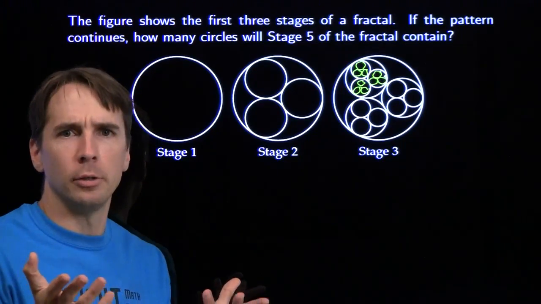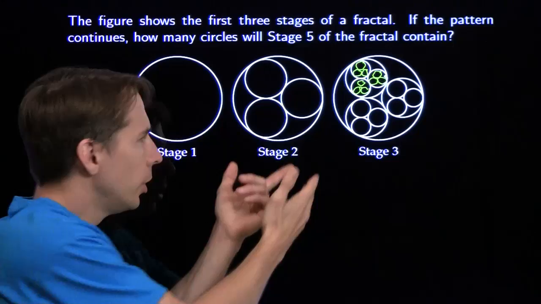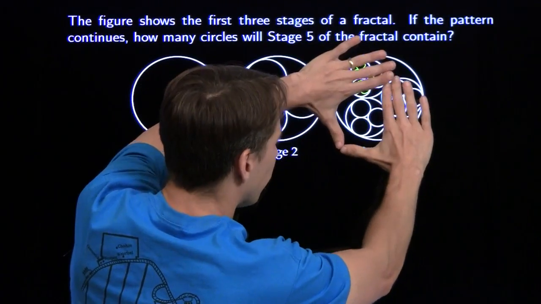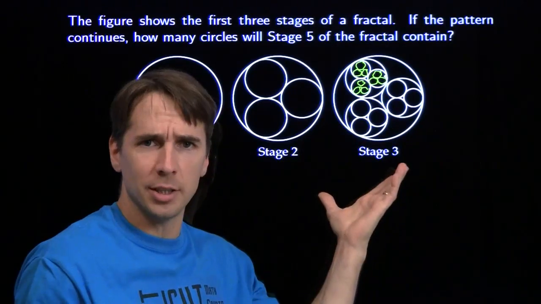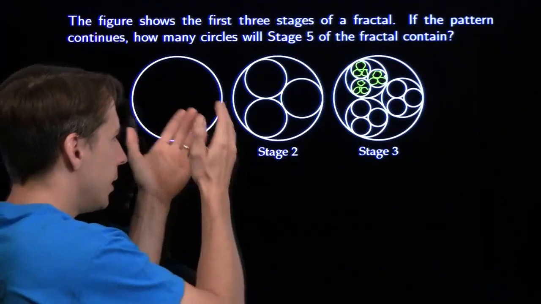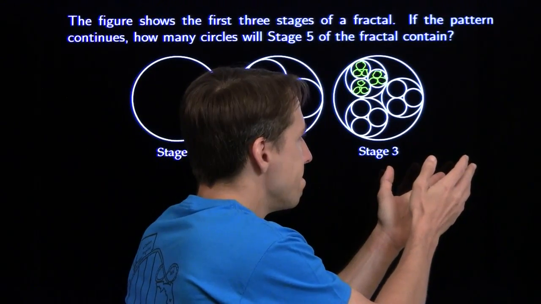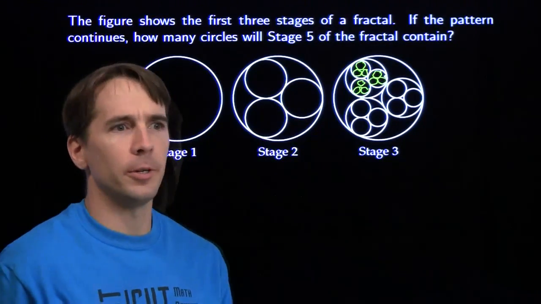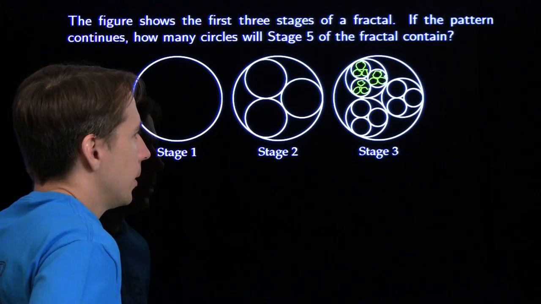Let's look for a pattern. All right, we got 1 circle there, and there we have 4 circles. And then over here, just right in there is 4 circles. There's another 4. There's another 4. That gives me 12. And then the big one gives us 13 in stage 3. So we've got 1, and then 4, and then 13, and then we've got 1, 4, 13. I don't know what's next. That didn't work. All right.